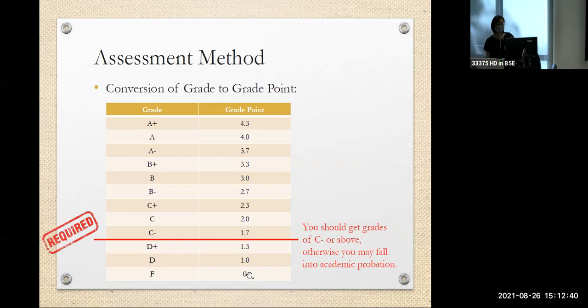But don't be too happy when you get a pass, but only D+ or D, because a grade of D+ or D is not satisfactory. Okay, this is not a good grade. You should get a grade of C- or above. Okay, remember, you should get a grade of C- or above. Otherwise, if your GPA is lower than 1.7, then you will get into trouble.